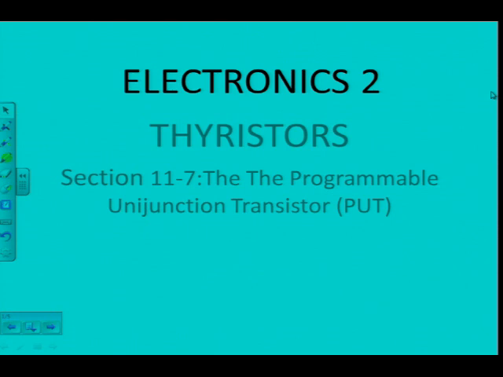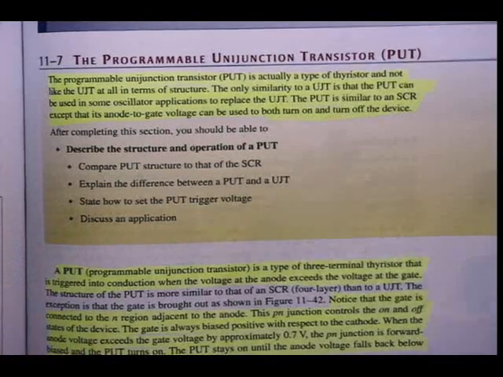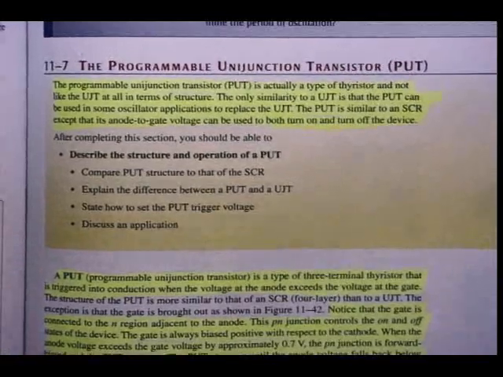Right, we're going to carry on with the last section of chapter 11 on thyristors. We are discussing the programmable unijunction transistor, or the PUT. You can mark the introductory paragraph there again. It refers to the UJT, which we didn't discuss, but we will see later on that the PUT actually replaced the UJT. And the UJT is not actually a thyristor.